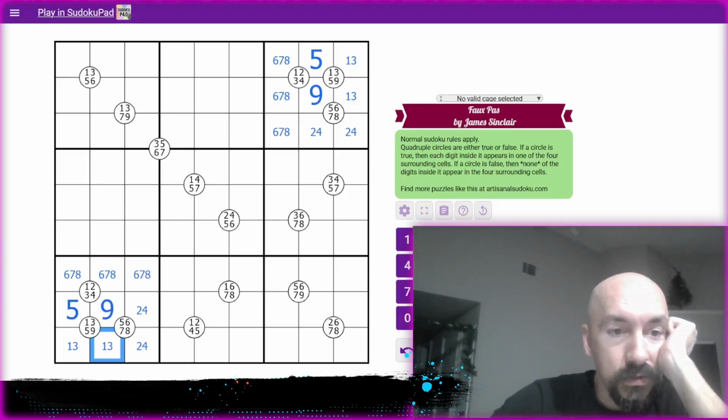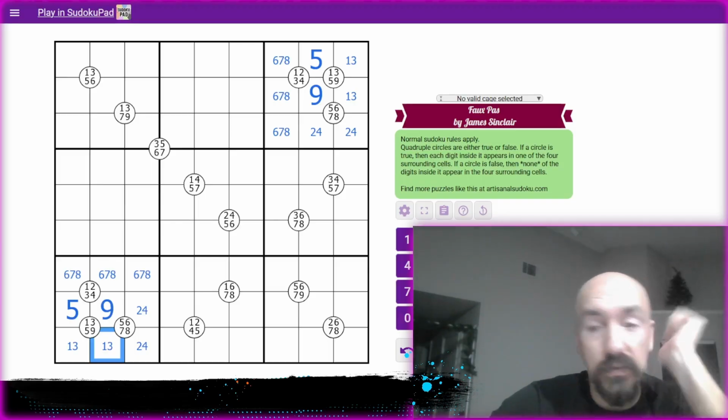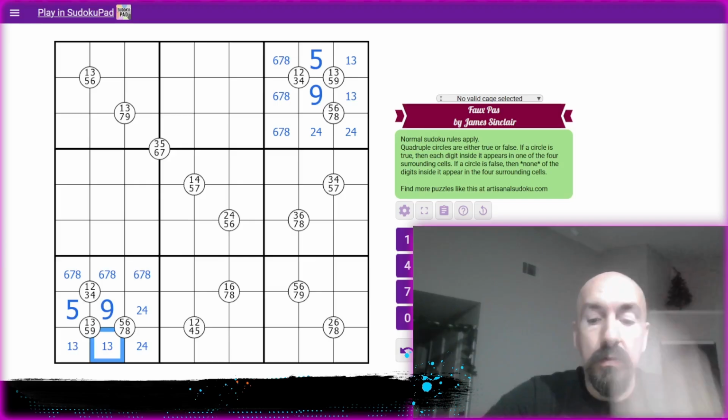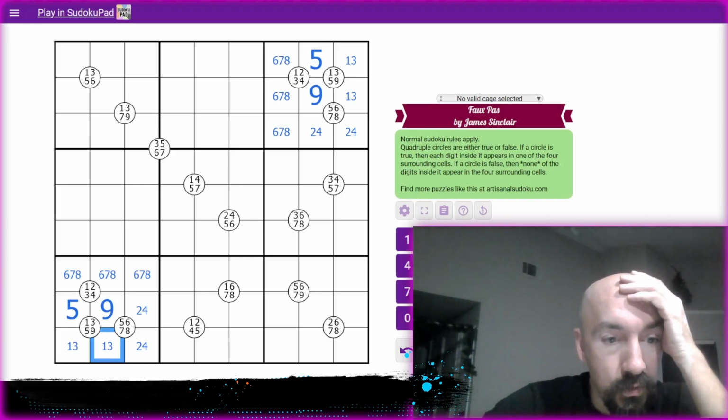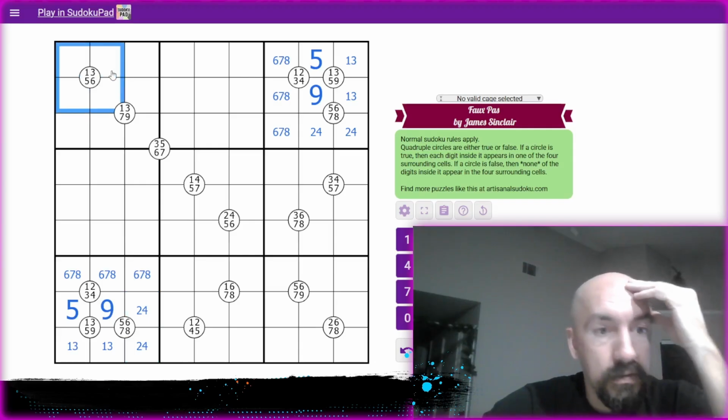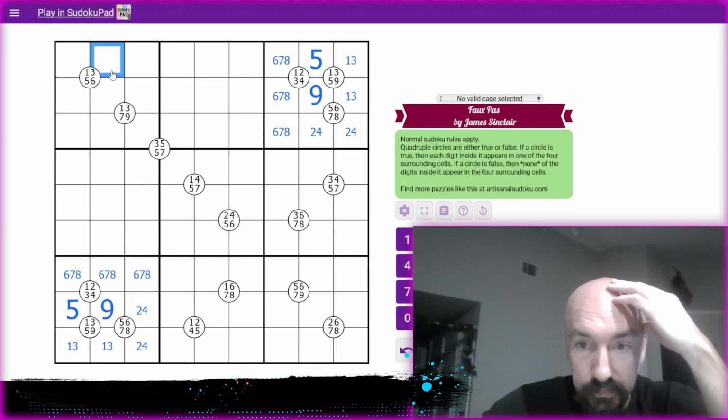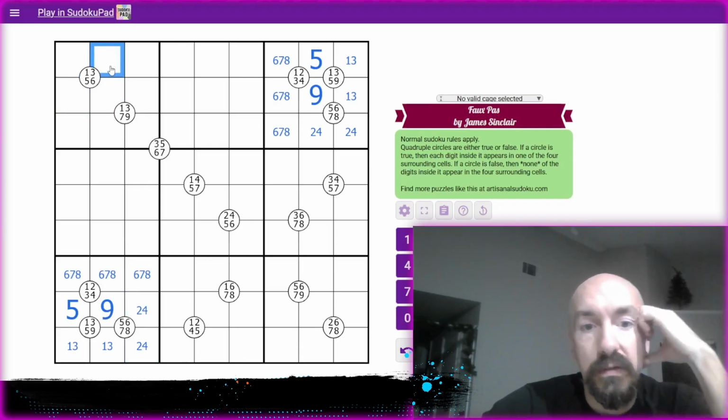And then, okay, so then we know that 1, 3, 5, 6 is false. Because we have the 2, 4 here, and then 2, 4 here, and then 2, 4 here, which forces 2, 4 up there. Okay.